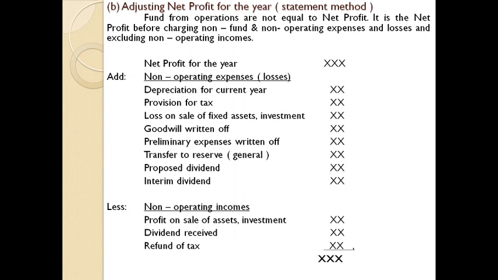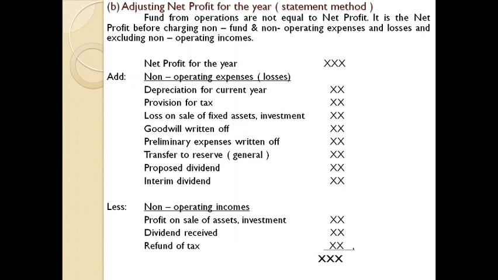The funds that are non-related to business are known as non-operating items. So from net profit you need to adjust non-operating items such as non-operating expenses and non-operating incomes. How are you going to adjust it? You just need to add back all the non-operating expenses and deduct all non-operating incomes, so that you will get the actual fund from operation. Then only you can find the fund from operation. Previously we were discussing this statement.